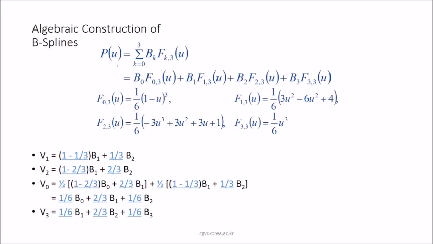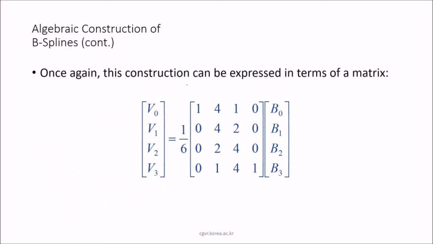Algebraic construction of B-splines, as I said, you can have P(u) as the sum of B_i from 0 to 3. Let us take 0 to 3, and F_0,3, let us put 0, 3, 2, 3, 1, 3 and F_3,3. So you will get these values. You can easily find V0, V1, V2, V3 in terms of these B's, just by putting in these various values. We have seen the matrix representation also. So once again, the construction can be expressed in terms of a matrix. V0, V1, V2, V3, the algebraic construction of B-splines, can be represented with respect to B0 to B3 in terms of a matrix.